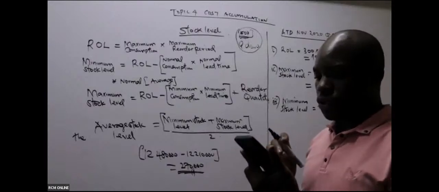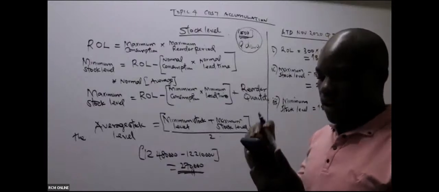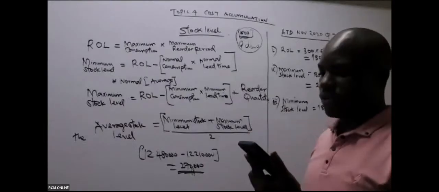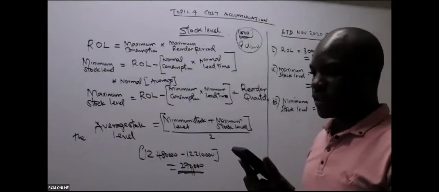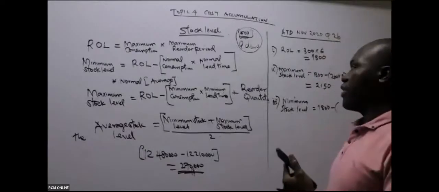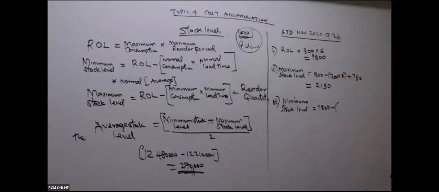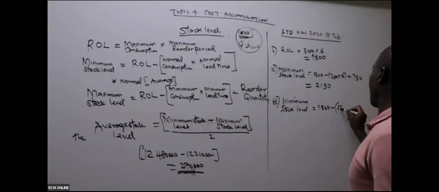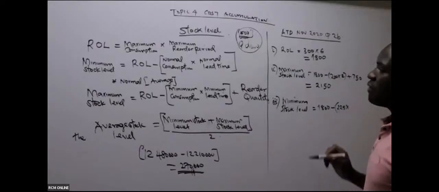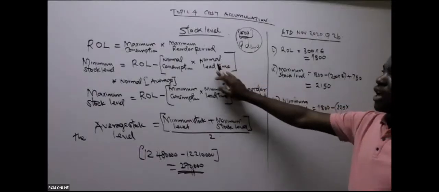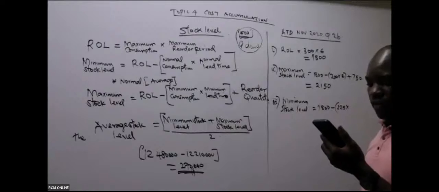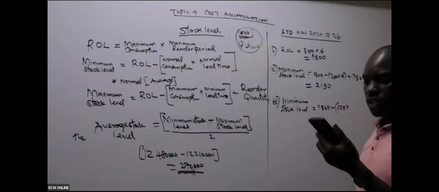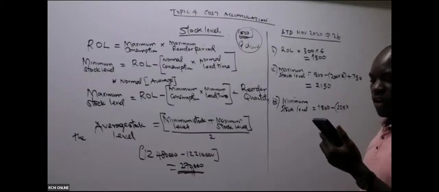Now, in reference to what we are dealing with here, were we given average consumption? If yes, how many units? 225. Multiply by average lead time or normal lead time. So do we have anything referring to average lead time? Do we have average lead time in the question?